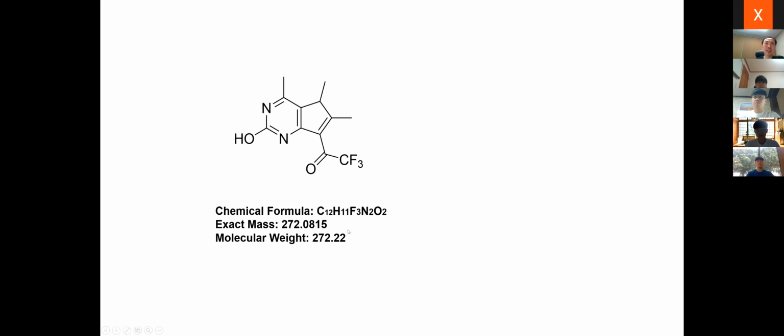isotope's mass is the exact mass. Molecular weight is the average value of those isotopes. So usually there is a slightly higher number of isotopes, carbon 13, 14, and hydrogen case 1 or 2, deuterium, tritium. That's why molecular weight is a slightly higher number than the exact mass.